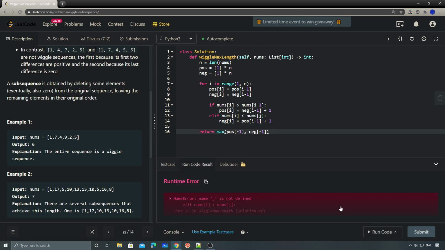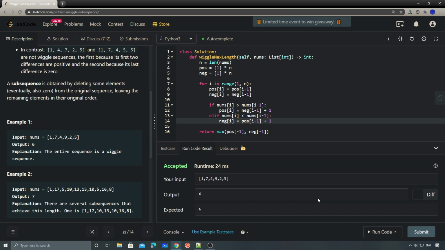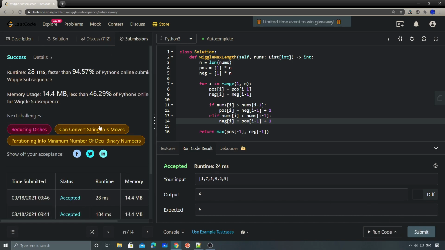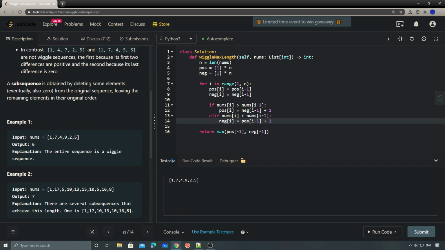So if I run the code here, oh sorry, this is i minus 1. Yeah, so it works. As you can see, this is obviously O of n time complexity, and the space is still O of n. But since this one only relies on the previous i minus 1 state, we can easily compress it to O of 1 space complexity.